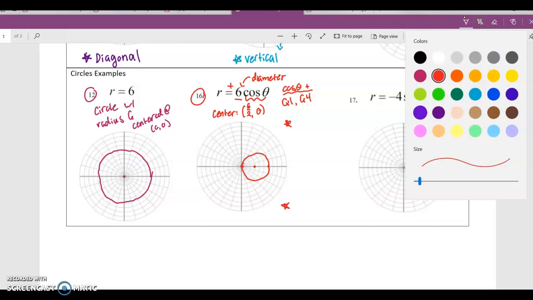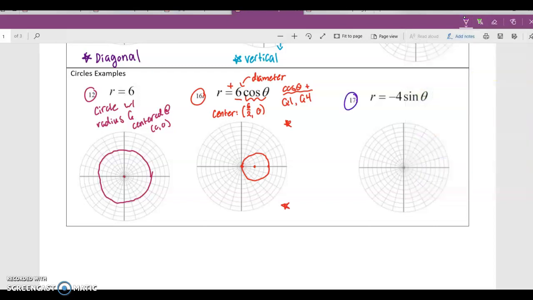Moving on to our last one here. R is equal to negative 4 sine of theta. So we know that 4 is our diameter. And then since this is negative right here, we are going to be looking in the quadrants where sine is negative. So since we are super experts at where our trig functions are positive and negative, we know that sine is negative in quadrant 3 and quadrant 4. So our circle is going to be between quadrant 3 and quadrant 4.